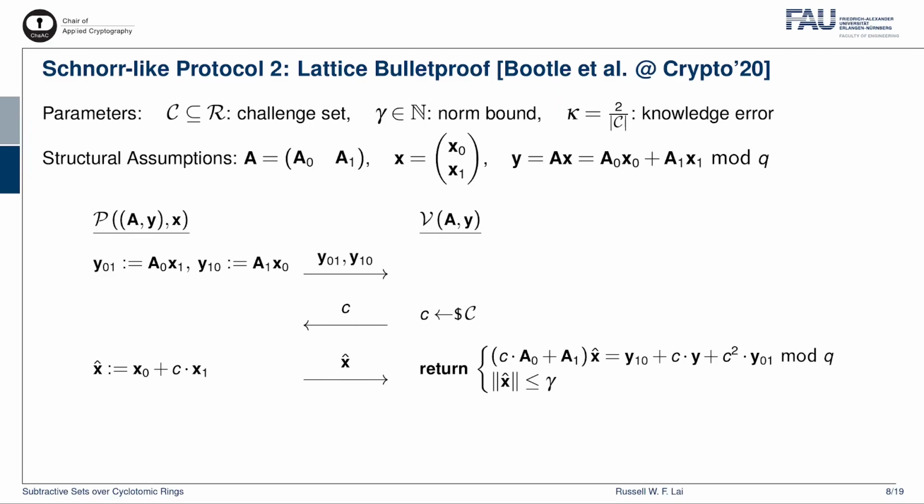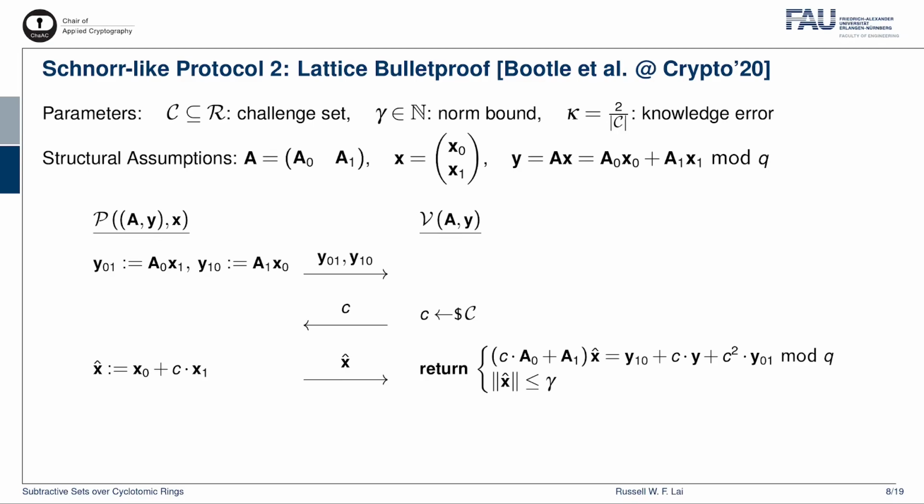Given these assumptions, the lattice bulletproof system goes as follows. First, the prover computes the cross terms between the matrix A and the vector x. That is, it computes the vector y01, which is equal to A0 times x1, and the vector y10, which is equal to A1 times x0. After receiving the vectors y01 and y10, the verifier would again sample a challenge C from the challenge set big C and send this challenge to the prover. Finally, the prover would respond with x hat, which is computed as a linear combination of x0 and x1.